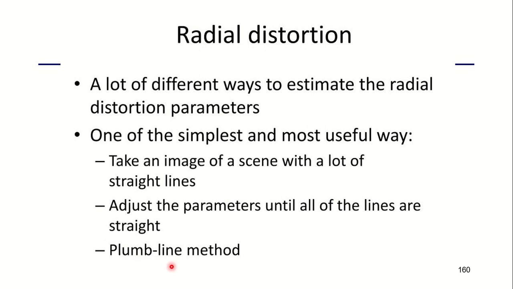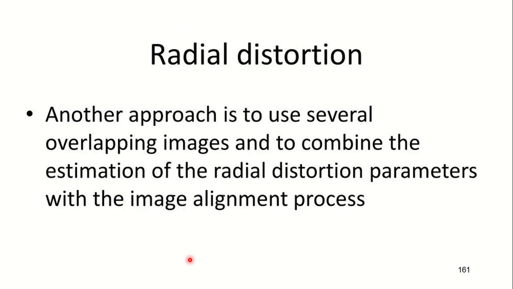So like the plumb line method, you have to use it so that every line turns out to be a perpendicular, or a plumb line method, that is vertical, horizontal, everything is to be checked there. Radial distortion: another approach is to use several overlapping images and to combine the estimation of the radial distortion parameters with the image alignment process.